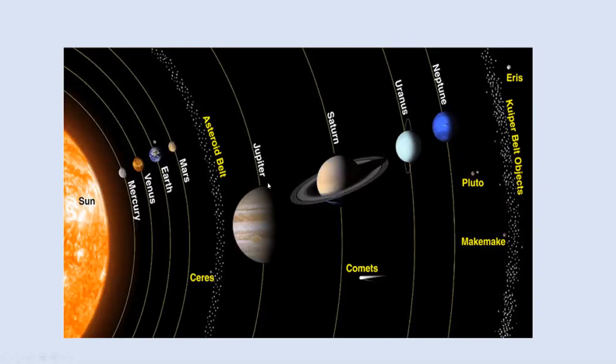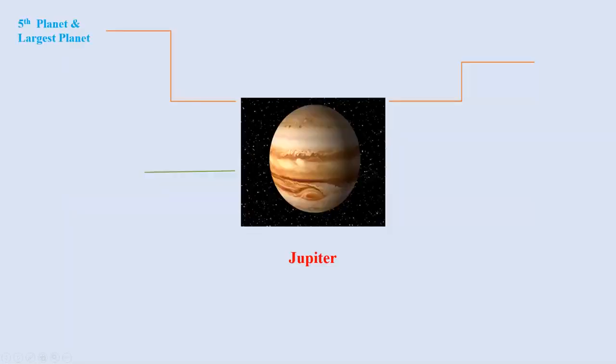Excellent, students. Jupiter is the largest planet of the solar system. So students, let me tell you, Jupiter is the fifth planet from the Sun and the largest planet in the solar system. It is so huge that as many as 1397 planets of the size of Earth can get accommodated into it. What do I mean by this?